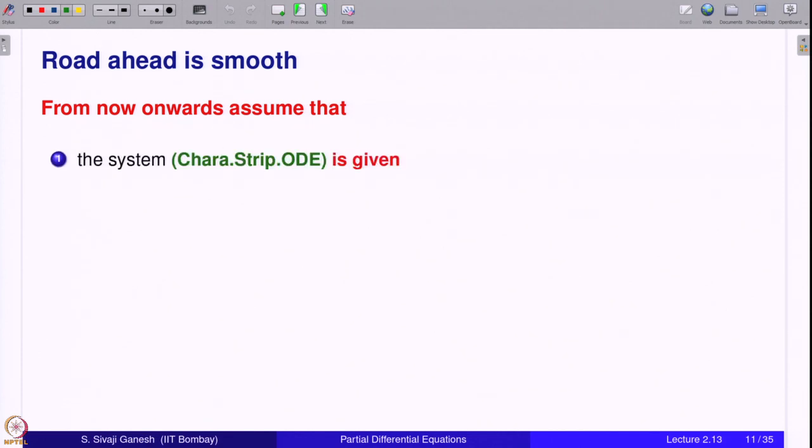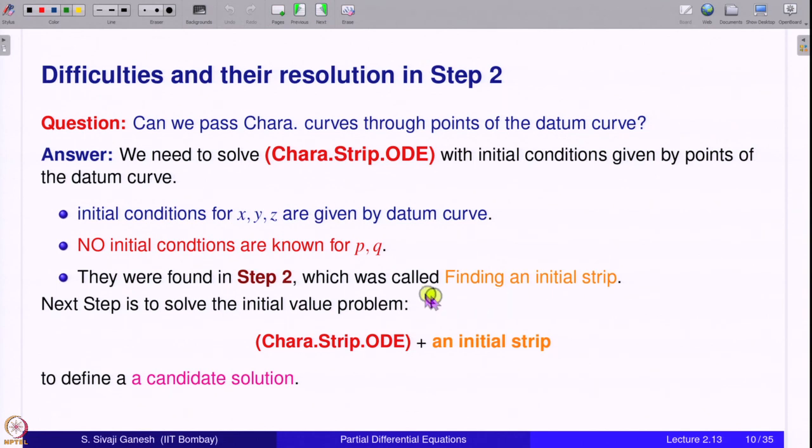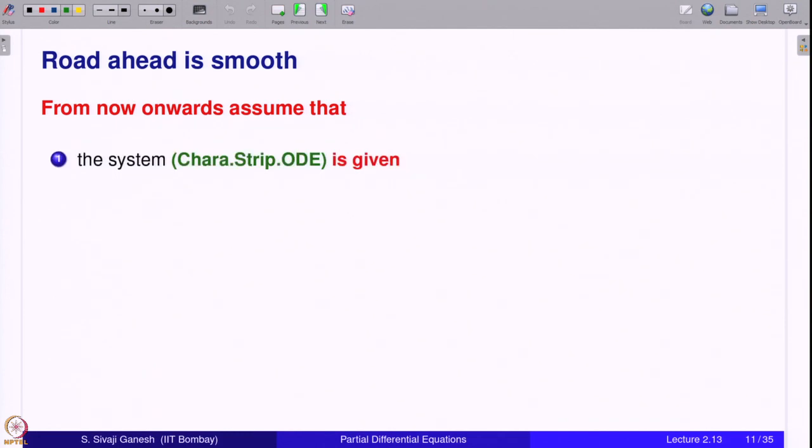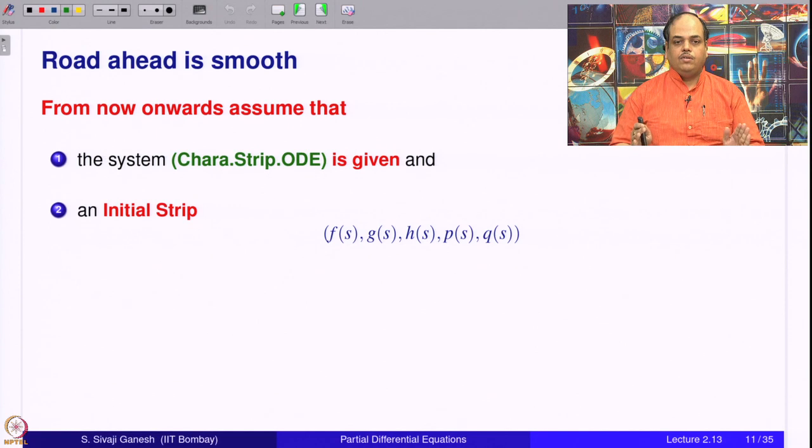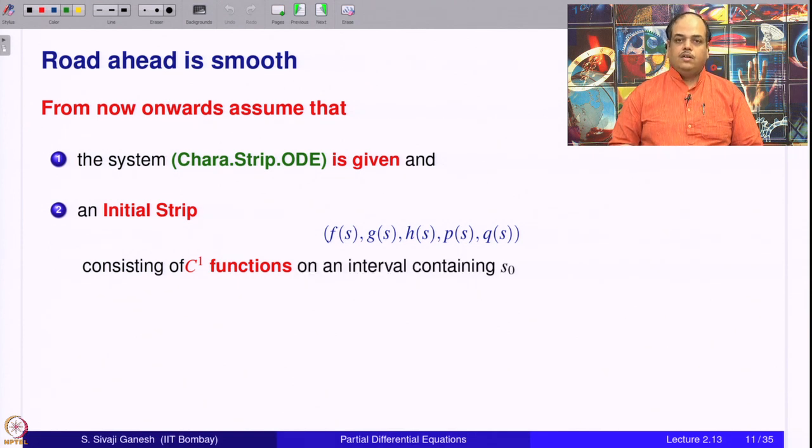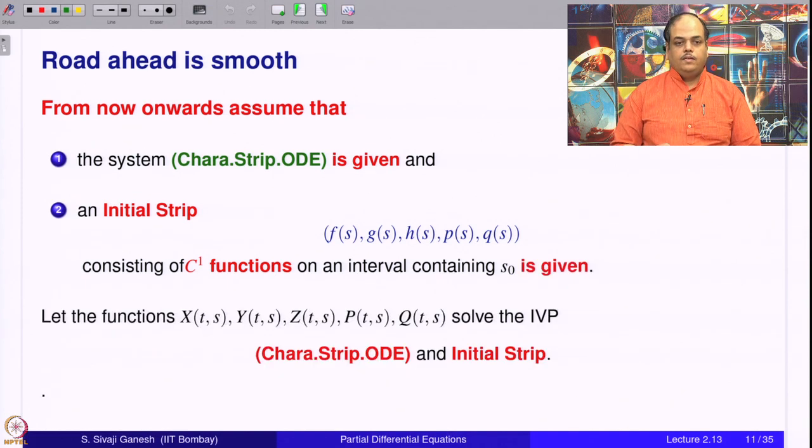From now onwards, what we assume: maybe in deriving these equations, we assumed certain higher smoothness conditions on F, G, H and the capital F, or maybe u, but do not worry. Now onwards, we assume that the characteristic strip ODE is given. The equations are given to you, you do not have to derive them, and an initial strip consisting of C1 functions is found. Of course, we cannot find it perhaps throughout gamma, but we look at a point (f(s0), g(s0), h(s0)) on gamma, and hence I want this to be defined nearby that point p0. And let these functions x, y, z, p, q, which are functions of t and s, solve the IVP. What is the IVP? The characteristic strip ODE supplemented with the initial conditions coming from the initial strip.